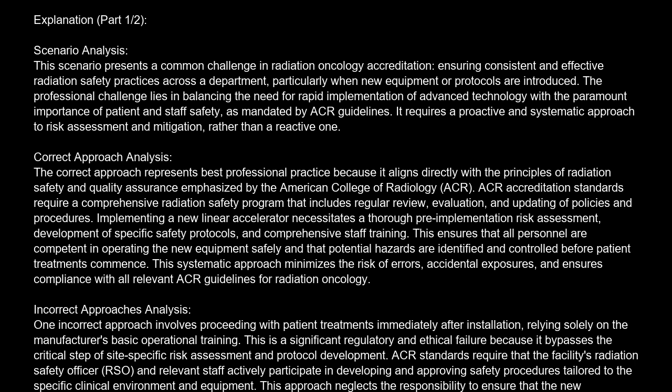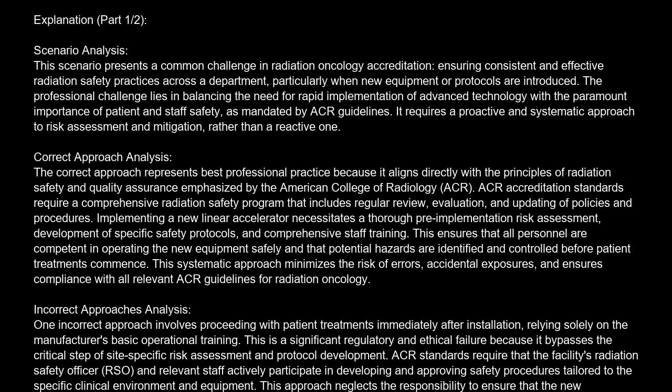Explanation. Scenario analysis. This scenario presents a common challenge in radiation oncology accreditation, ensuring consistent and effective radiation safety practices across a department, particularly when new equipment or protocols are introduced. The professional challenge lies in balancing the need for rapid implementation of advanced technology with the paramount importance of patient and staff safety, as mandated by ACR guidelines. It requires a proactive and systematic approach to risk assessment and mitigation, rather than a reactive one.